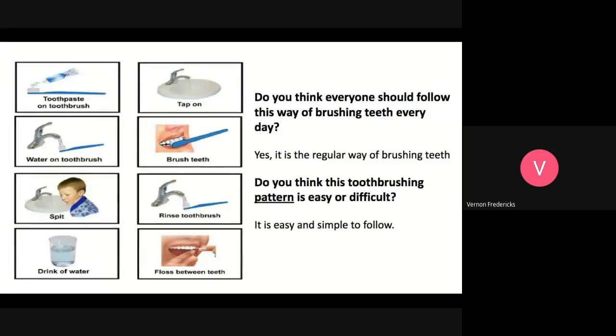So the pattern is, what should we do every day for brushing teeth? Okay, this is the pattern. What is the Arabic word? I'm not sure what the Arabic word is. But this is the pattern. Number one, toothpaste on toothbrush. Number two, tap on. Number three, water on toothbrush. Number four, brush teeth. Number five, spit. Number six, rinse toothbrush. Number seven, drink water. And number eight, floss between your teeth. This is a pattern.